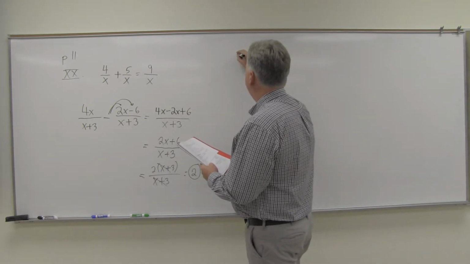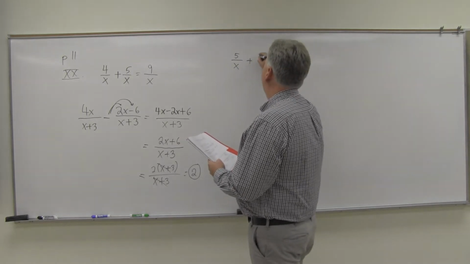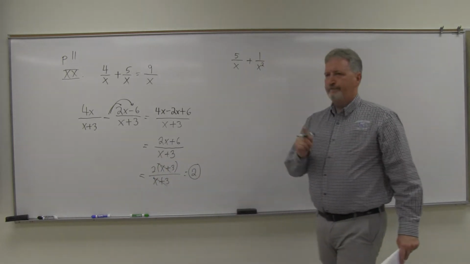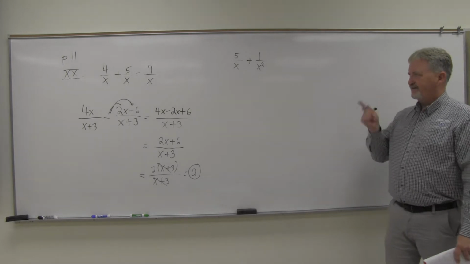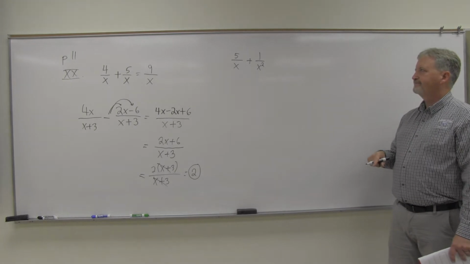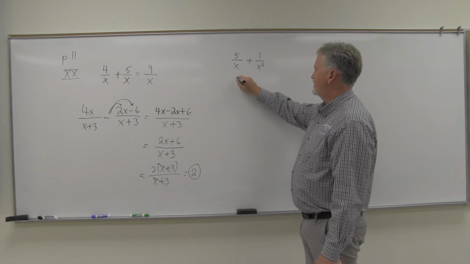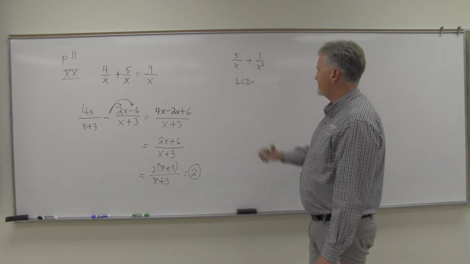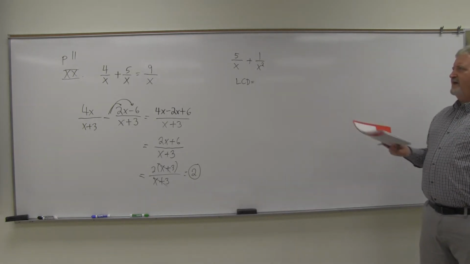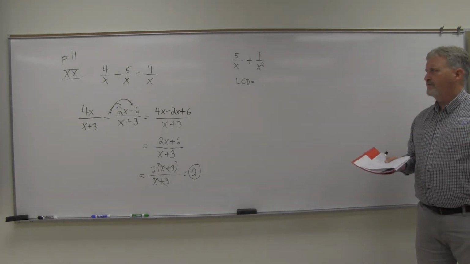Example 1 is 5 over x plus 1 over x squared. Yeah, so this is not a common denominator here. And so we've got to make it be a common denominator. And in a case like this, usually we call it the least common denominator. Let's identify that just so we're on the same page here. I've got x and I've got x squared as my denominators. Well, what can I make both of those be that would be in common?